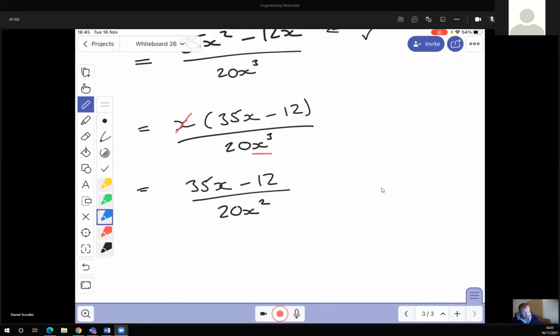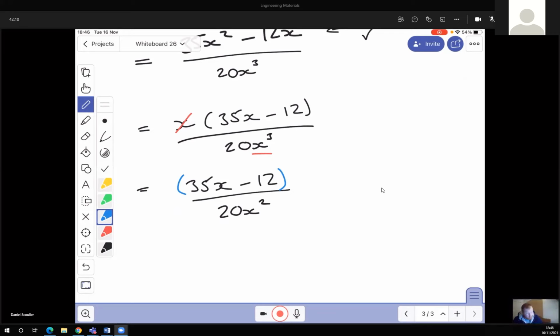Okay, so we've cancelled that front x. So effectively we've just been left with a bracket. But because it's on its own, we don't need to put the actual physical bracket around. If you wrote it out with a bracket, it's not wrong. You wouldn't be marked incorrect for that.